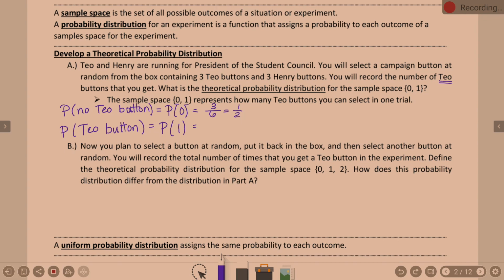What's the probability of 1? So probability of 1, that is probability of getting a Tio button. What's the probability of getting a Tio button? There are 6 buttons. 3 of them are Tio, so 3/6, which is 1/2. Okay? So that right there, the fact that P of 0 is 1/2 and P of 1 is 1/2, that is our probability distribution. It's distributing the probability, it's showing the distribution of the probabilities to our different options. Okay?